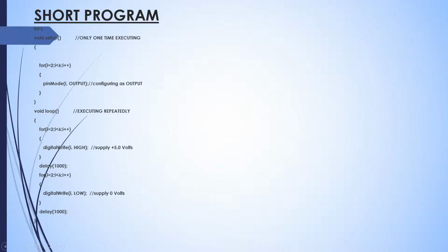See here in the setup, this loop is executed 4 times, with i equal to 2, 3, 4, and 5. So pinMode, and what is i here? First 2 is supplied, the second time 3 output, 4 output, 5 output. So this is the short code, and our code is much simpler. In the same way, in the void loop, I have taken a for loop for supplying the high voltage using digitalWrite and delaying 1 second. Then again a for loop for supplying the 0 voltage. Obviously this code is simpler than the previous one.